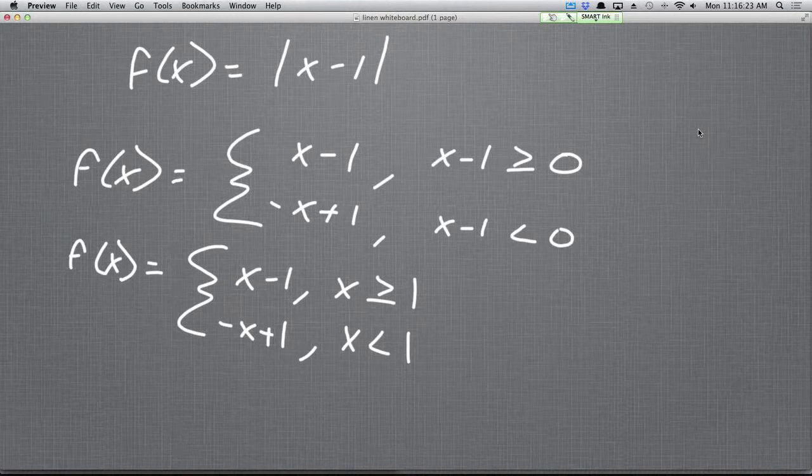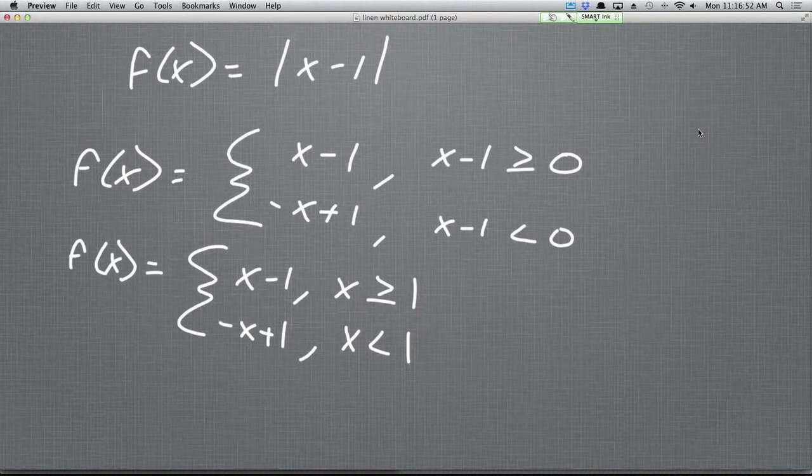What's the first step on figuring out whether or not it's continuous? The limit from the left. What's my limit from the left? It's the bottom one. What am I plugging in? 1. What do I get when I plug in 1? 0. So the limit from the left is 0. Where do I plug in for the limit from the right? The top. What happens when I plug in 1 from the top? 0. So the limit from the left is 0, the limit from the right is 0, which means my limit is 0.